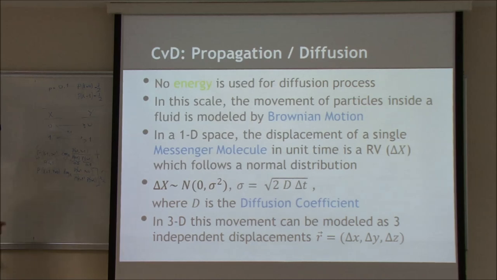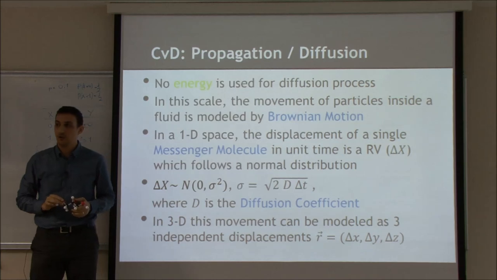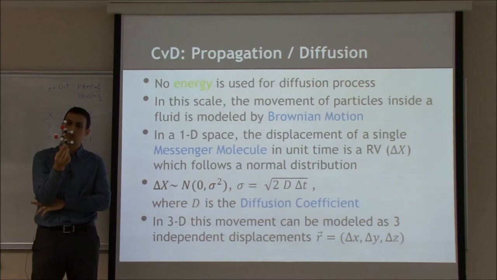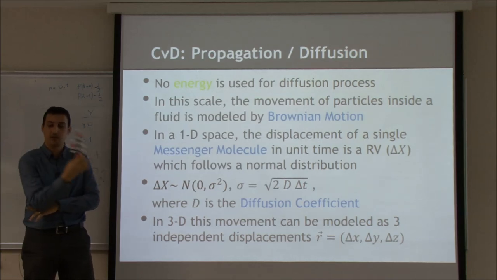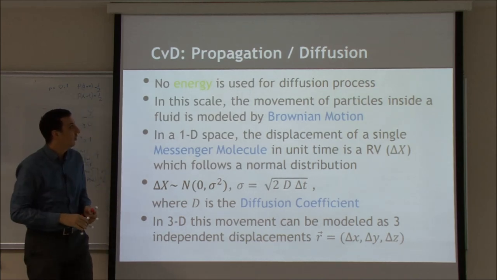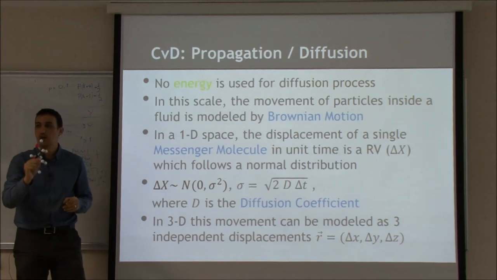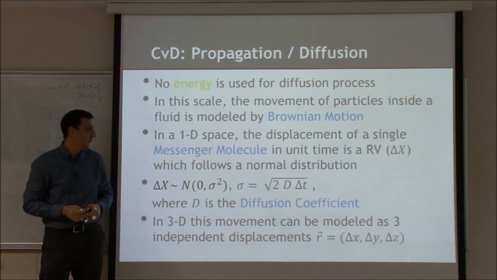And now we have encoded the information, now the diffusion part, the propagation part. When I release a molecule into the environment, since its ratio of surface area to volume is high, it will obey the environmental forces, let's say, thermal energy. And it will do Brownian motion. No energy is used for this particle to move around because it has no idea where it will end. It will obey Brownian motion.